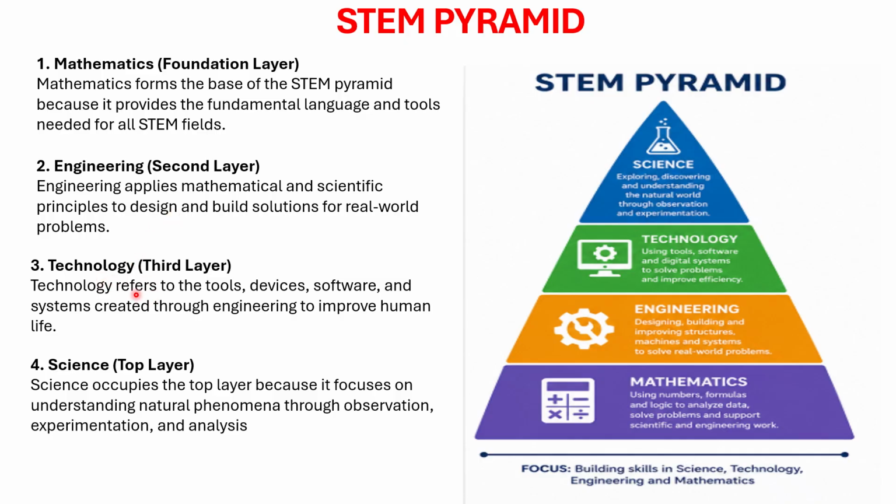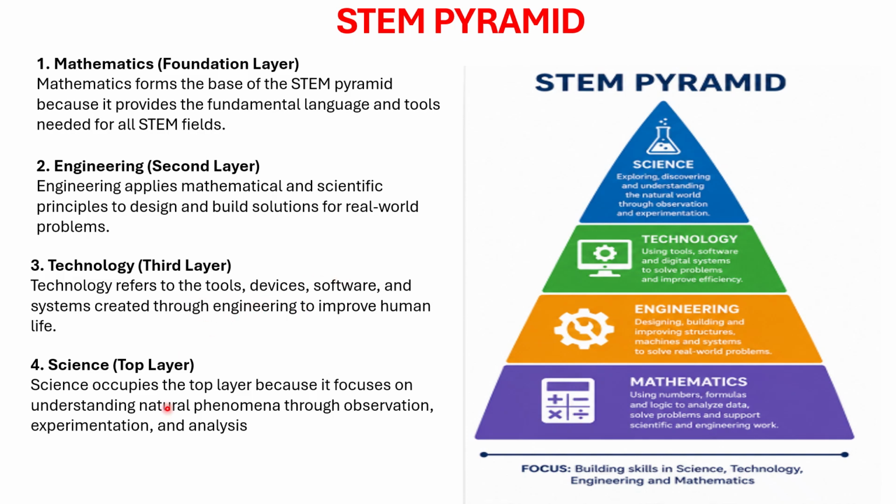to improve human life. The key functions of the technological layer are automation, communication, data processing, and information management. Generally IoT and artificial intelligence come in this technological layer, robotics, and other fields. The importance of the technological layer is that technology enables the efficient implementation of scientific discoveries and engineering innovations.